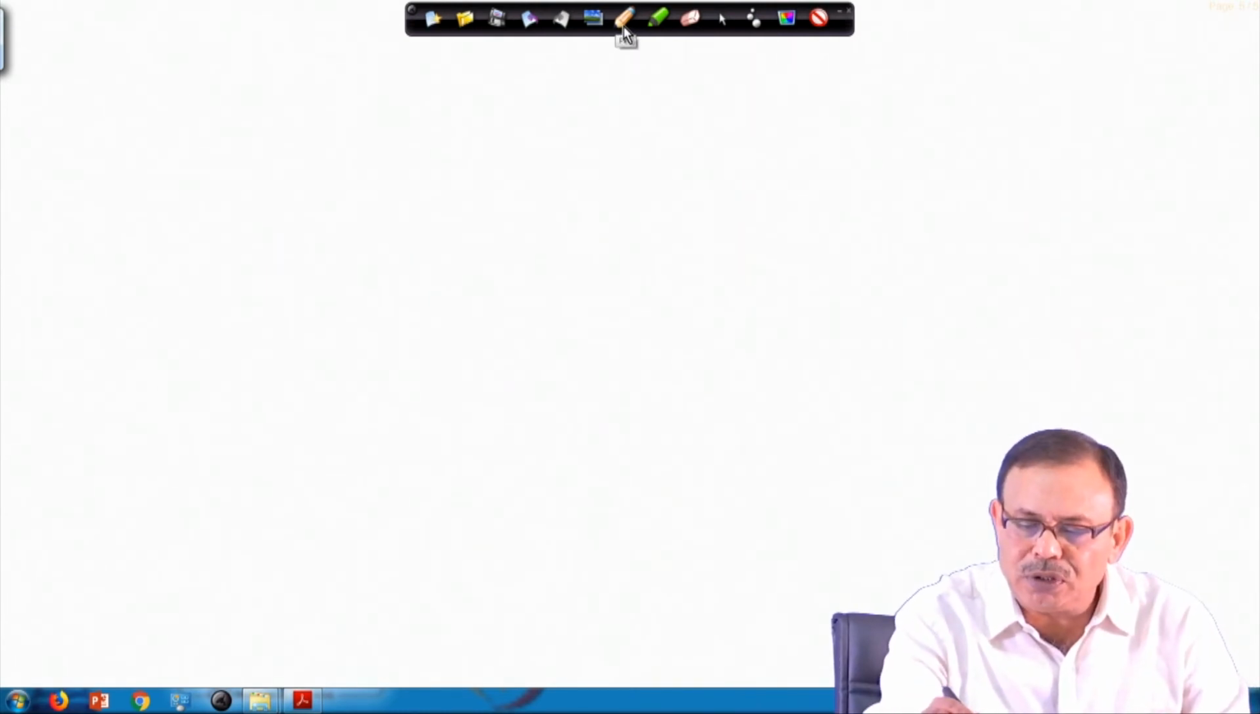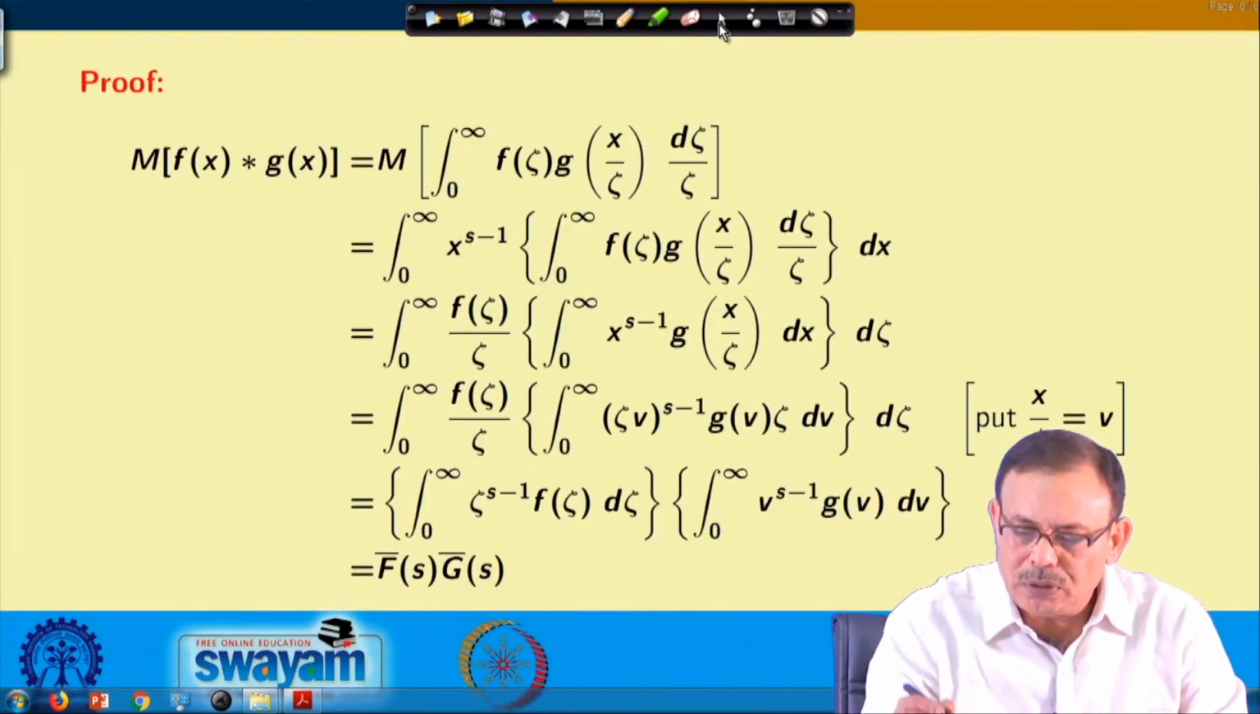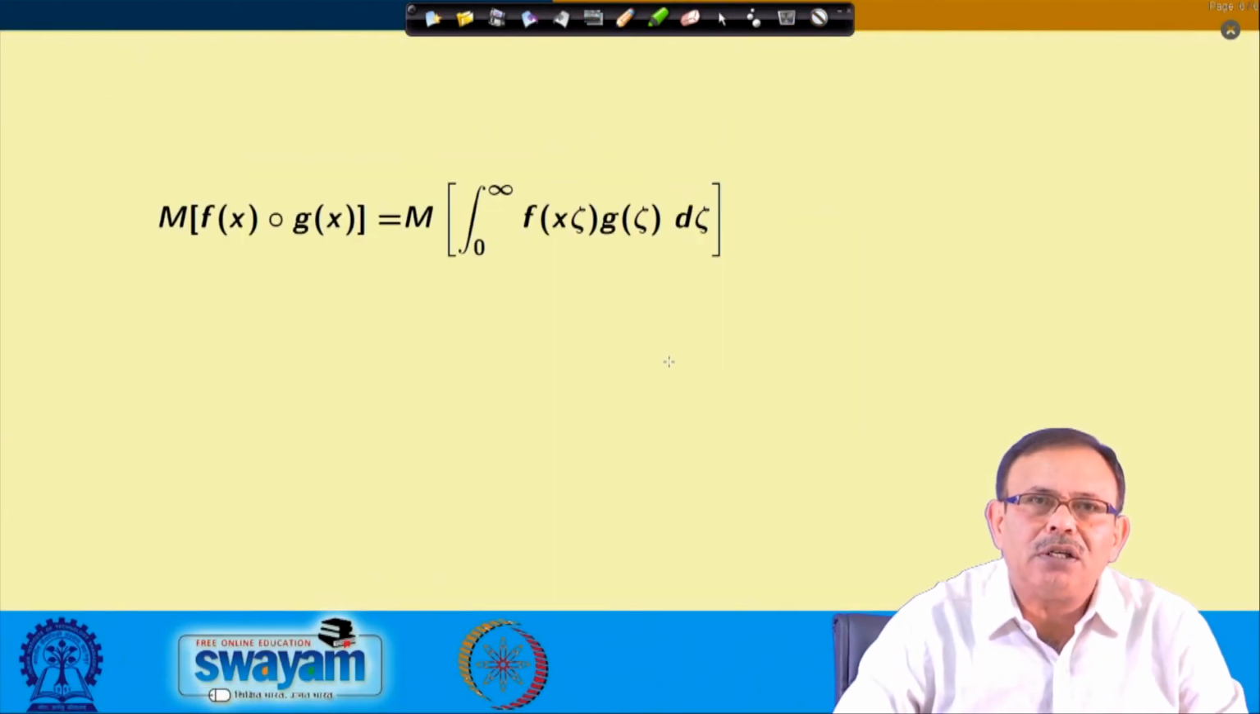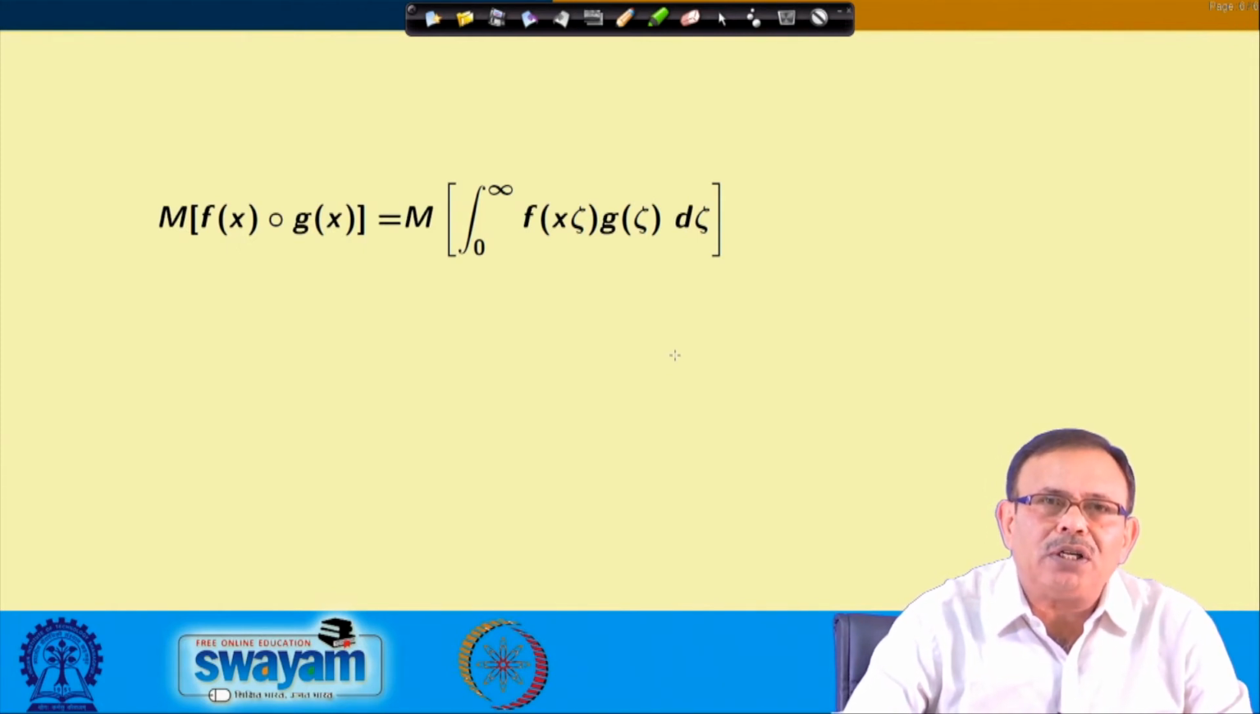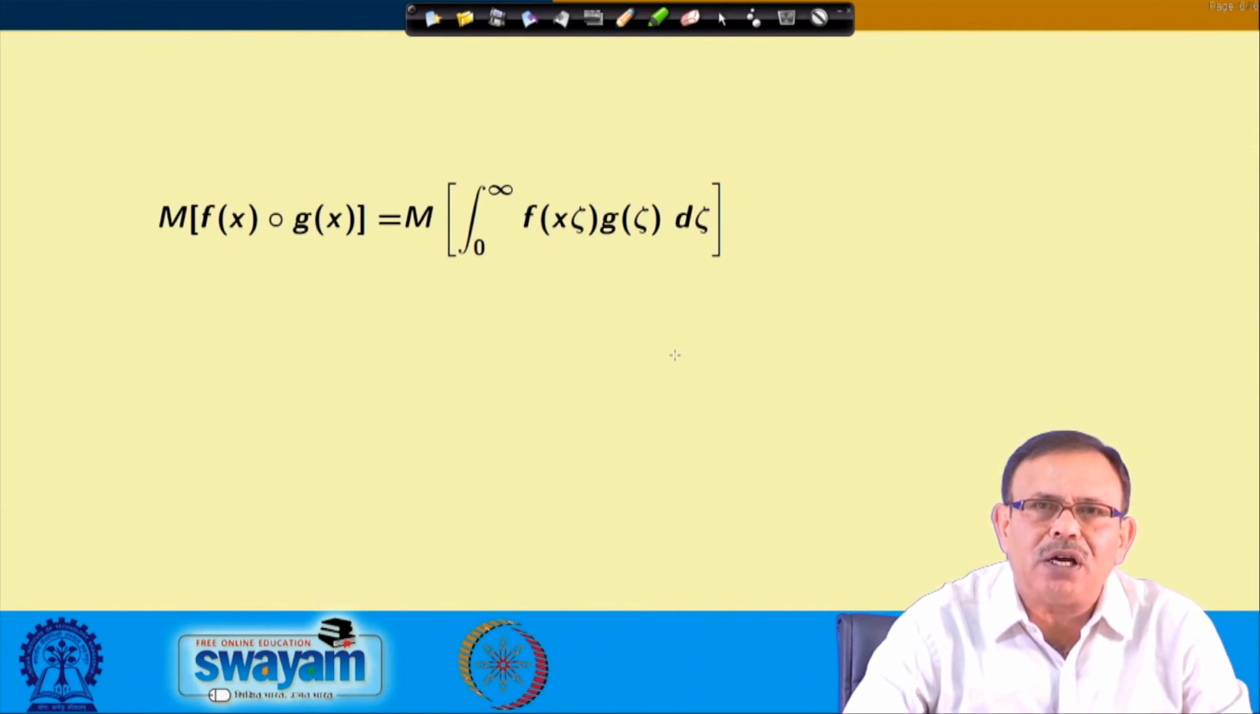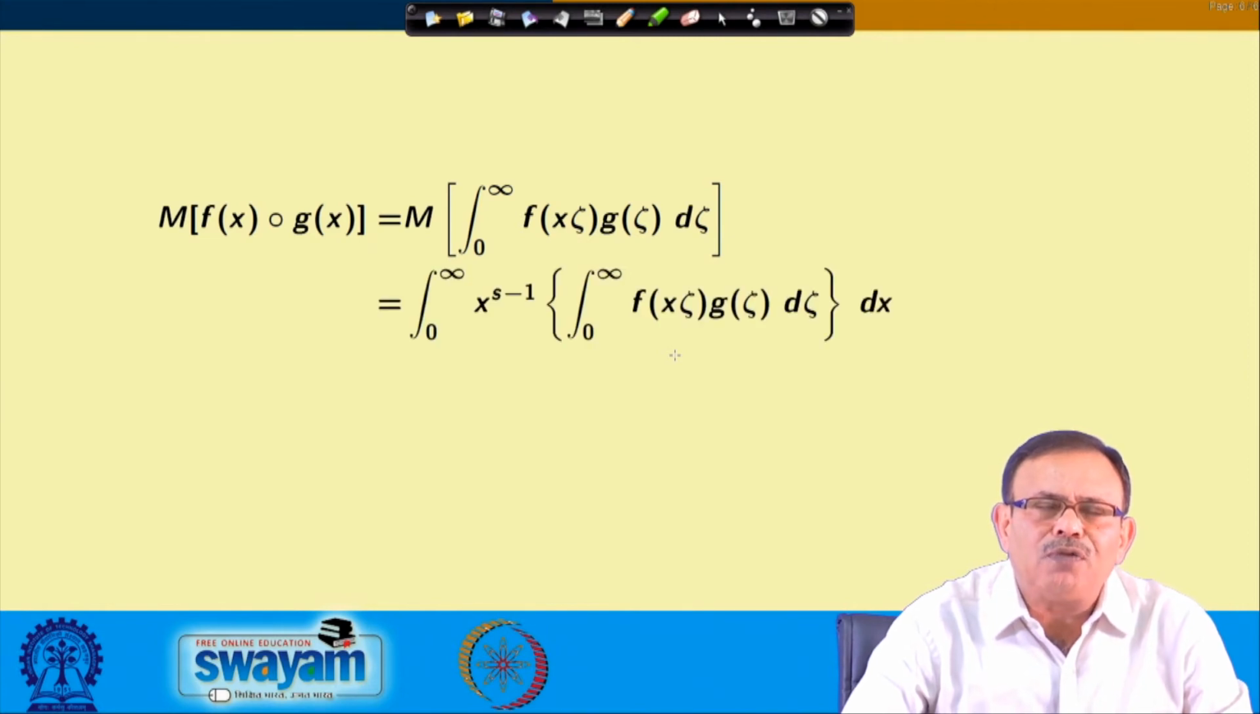Let us see it once more here. This we did for the earlier case. Now for the second one, we are starting with the Mellin transform of f of x convolution g of x, where the definition of convolution has changed a little bit. I can use either one of these two definitions. Using this definition, the integral from 0 to infinity of f of x eta into g of eta d eta, and from the definition of Mellin transform, this equals the integral from 0 to infinity of x to the power s minus 1, into the integral from 0 to infinity of f of x eta g of eta d eta, into dx.